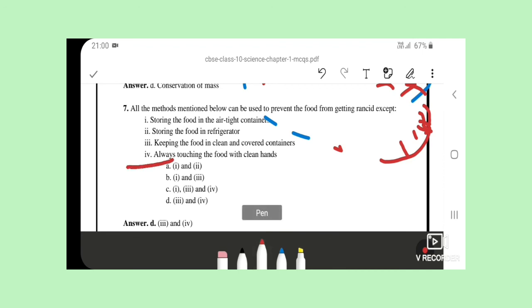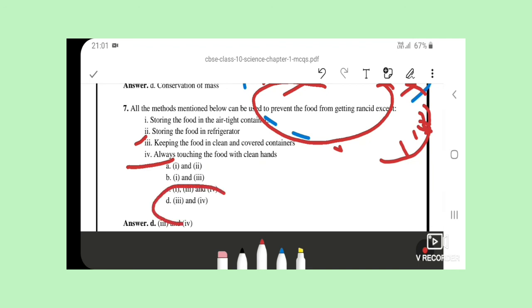So here the fourth option is one that can make any food rancid. Our third option is also like that, as food gets rancid, or it becomes sour, or it gives us a bad smell. So our third and fourth options are not matching for the answer. So our D option will be correct, as options 3 and 4 are the ones that do not prevent rancidity.